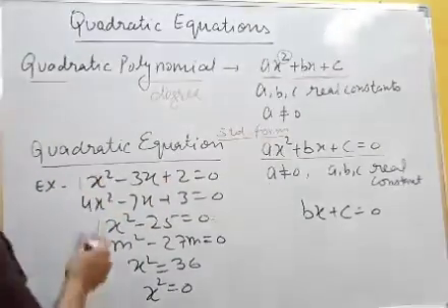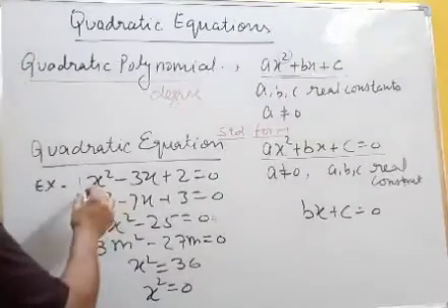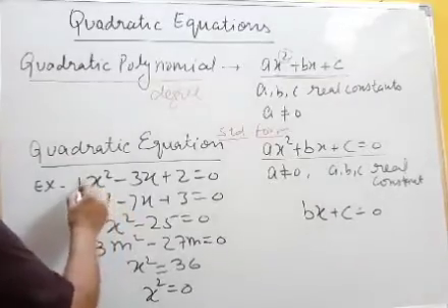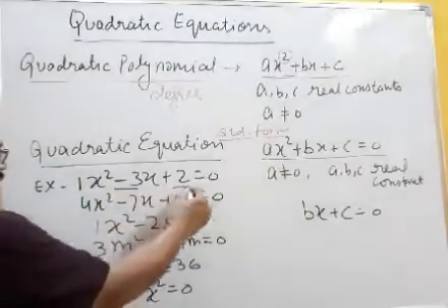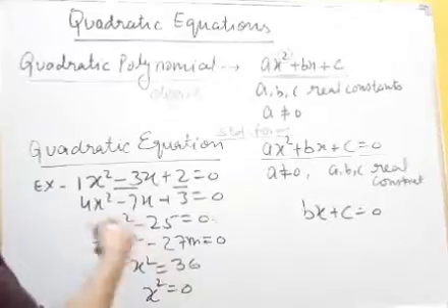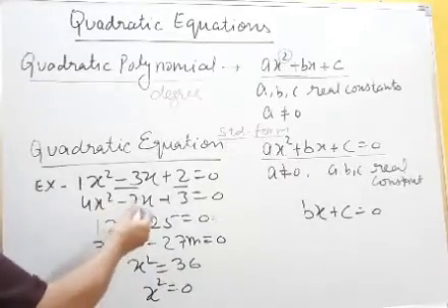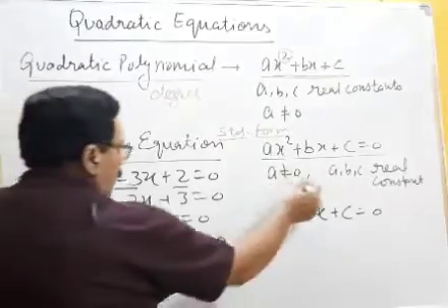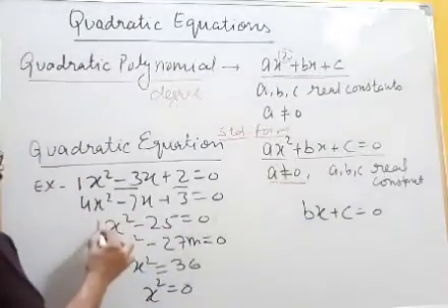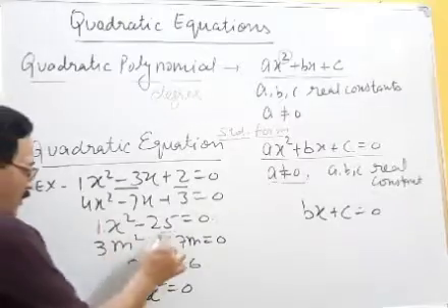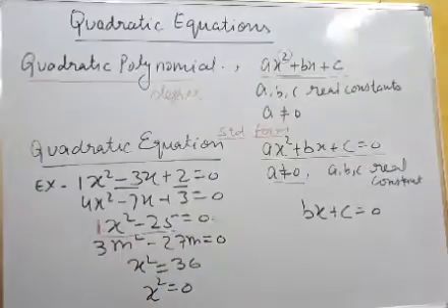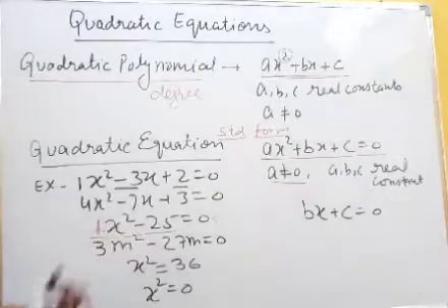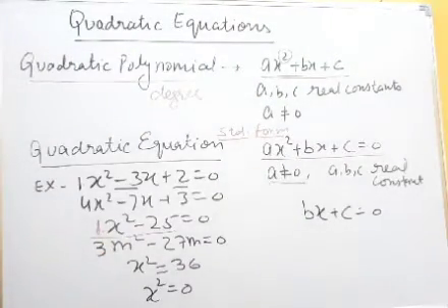So you can see the examples. Example number one: 1x square minus 3x plus 2 is equal to 0. If you find there, a is 1, b is minus 3 and c is 2. Second equation: a is 4, b is minus 7 and c is 3. Third equation, here you can see nothing is there for x, it means a is equal to 1, but bx is not there. It means the b value is 0 now and c is minus 25.